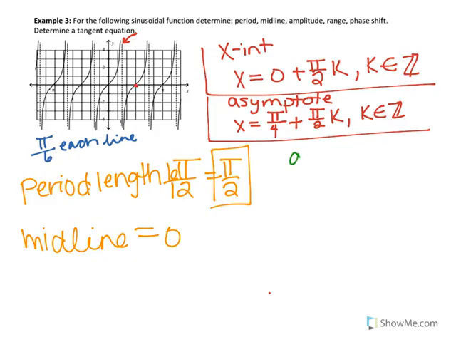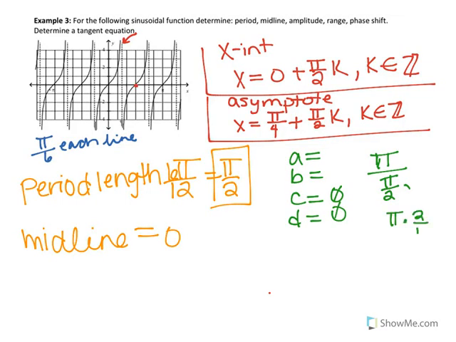Alright, let's make an equation. So a, b, c, d. We know there's no phase shift because it starts at 0 and 0. My midline is at 0, so there's no d value. Our b value for a tangent, instead of doing 2 pi divided by the period, we're going to do pi divided by the period. So we have pi divided by pi over 2, which is the same as pi times 2 over pi, and they cancel, so our b value is 2.